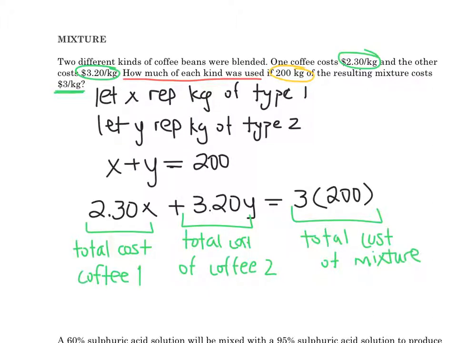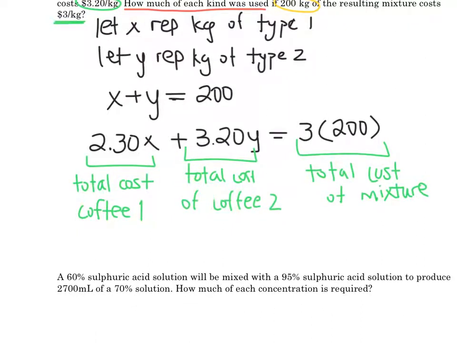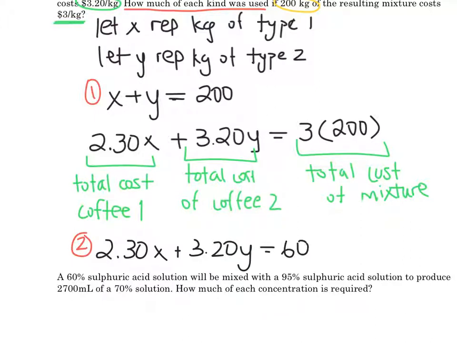Now over here, I would simplify this equation. I wouldn't call this equation number 2. So usually you'd say, okay, here's equation 1, equation 2 for me. I'm just going to simplify that multiplication. So 2.30x plus 3.20y equals 600. And those are the two equations. I would ignore that middle one. That was just a little sub-step.